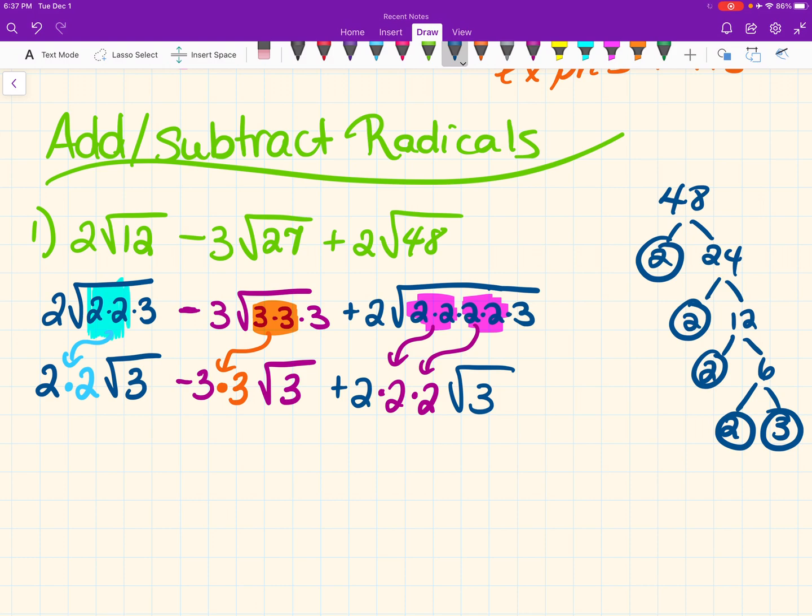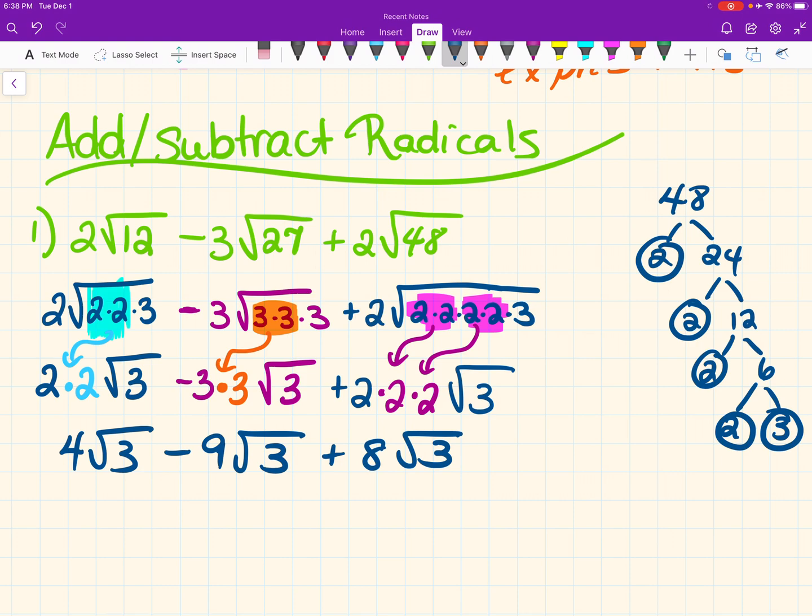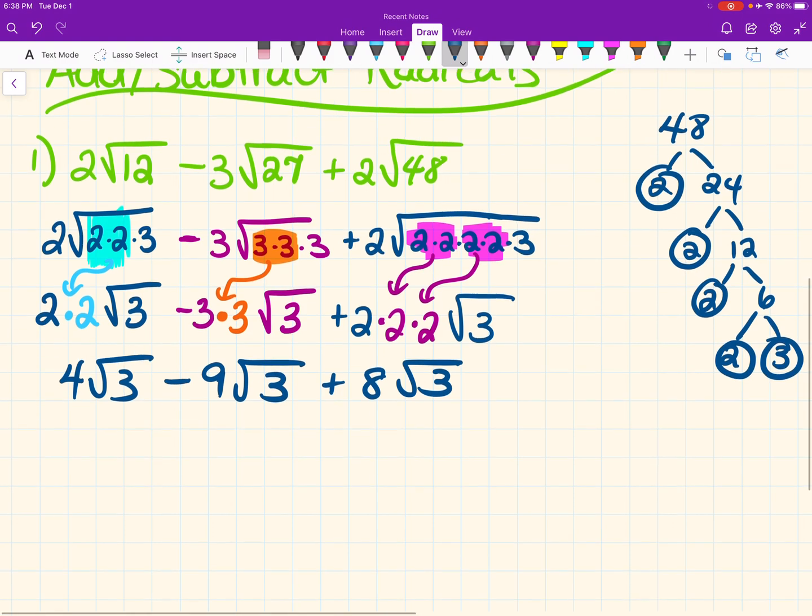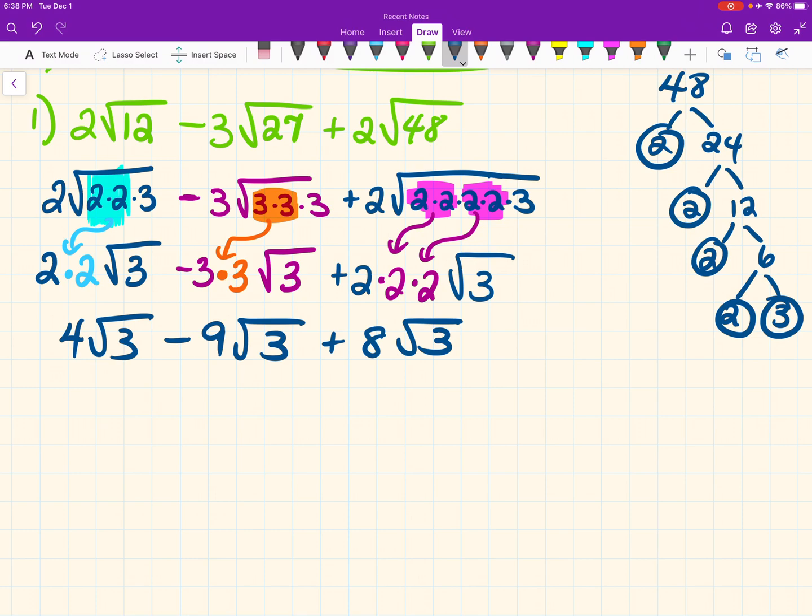So let's see what we have here. This is going to be the 4 root 3. This is going to be negative 9 root 3. And this is going to be 8 root 3. They have the same radicands, and they have the same index. So now we can just put together like we normally would.